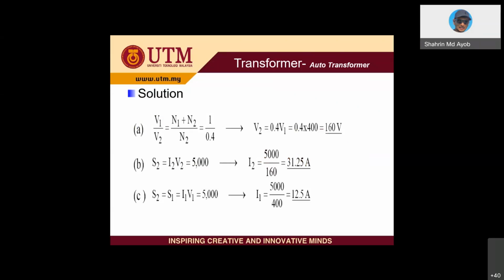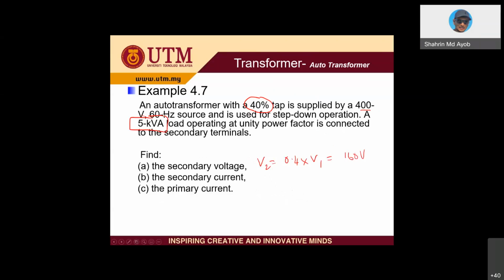So this is the solution. As you can see, it is just a tap ratio, meaning this is 0.4 or 40% of the total winding. Any question regarding the example here? So the auto transformer is just a variable AC voltage adjuster.